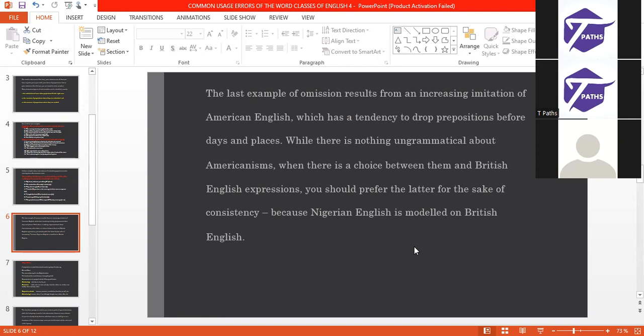But that does not mean that American English is wrong. No, American English is not wrong, it's correct. But if you pick an American English expression as an option in your JAMB exam, your teacher, the examiner, will mark it wrong. It's as simple as that. Okay, so that is that.